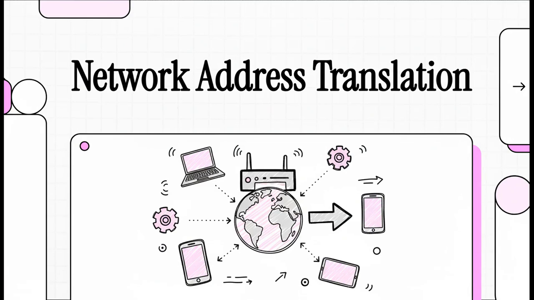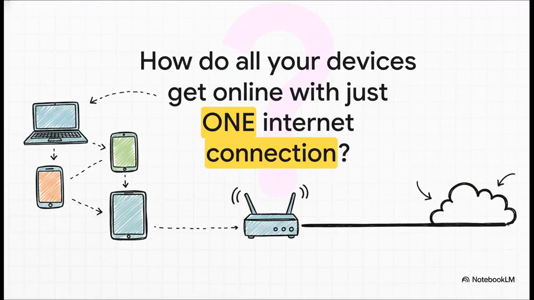Today, we are going to unravel a really clever trick that honestly makes the modern internet possible for all of us. I mean, just think about it for a second. Right now, you might have your laptop, your phone, maybe a smart TV, all connected and online at the same time, but you only have one internet connection coming into your house, right? So how does that work? Well, that is exactly the mystery we're solving today.